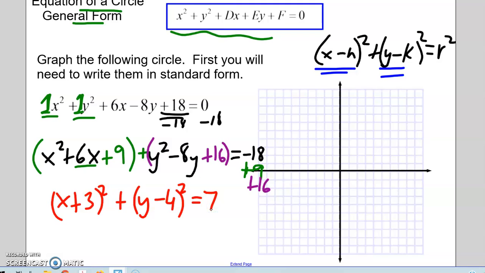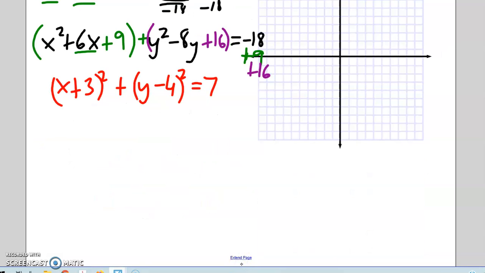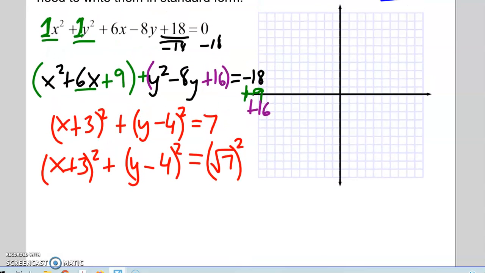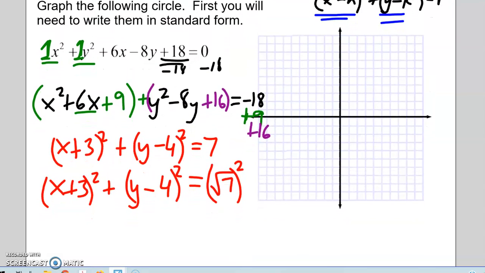Now remember, I need to get a radius out of that, so that's going to be some quantity squared. So this is x plus 3 squared plus y minus 4 squared is equal to the square root of 7 squared. In that case, it's not a perfect integer. Okay, so now we can go ahead and graph this thing.